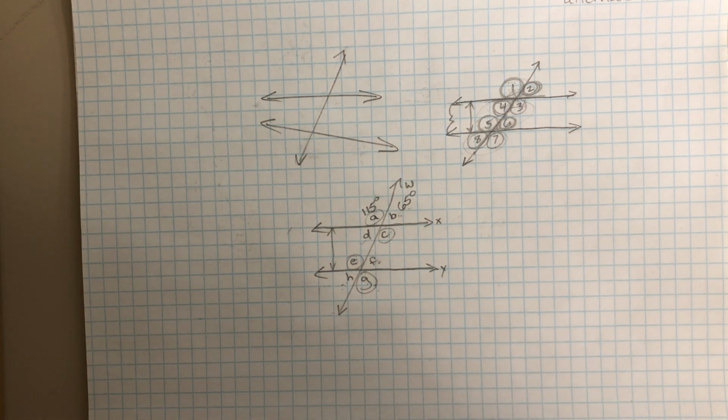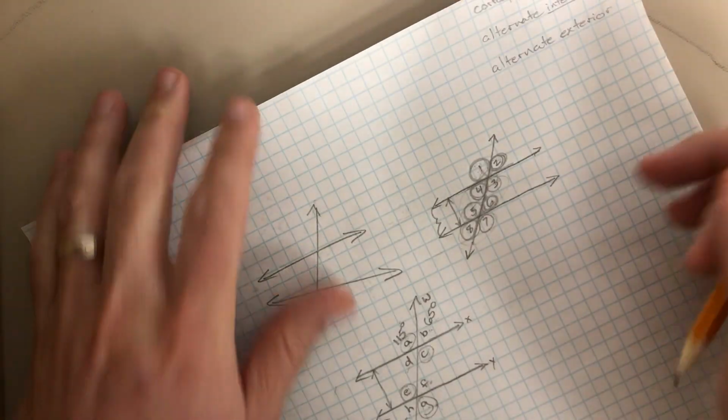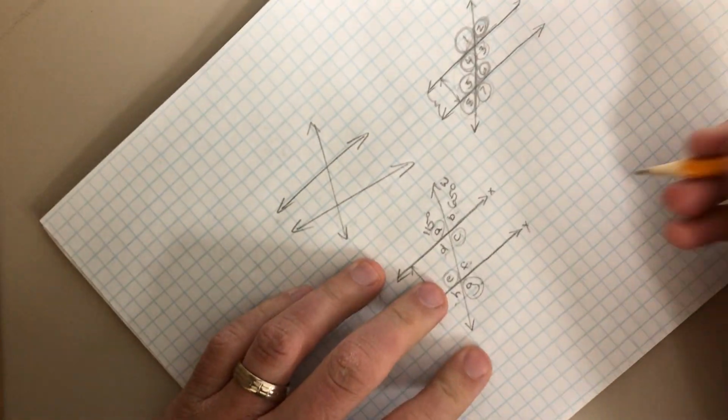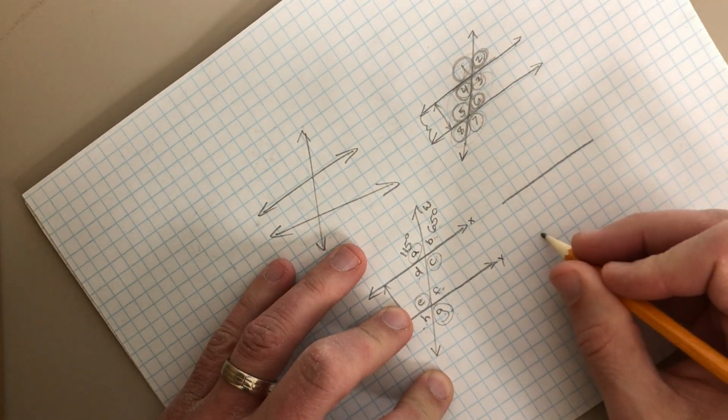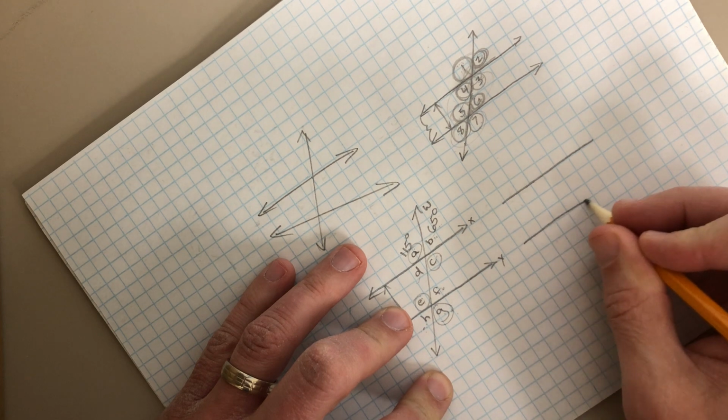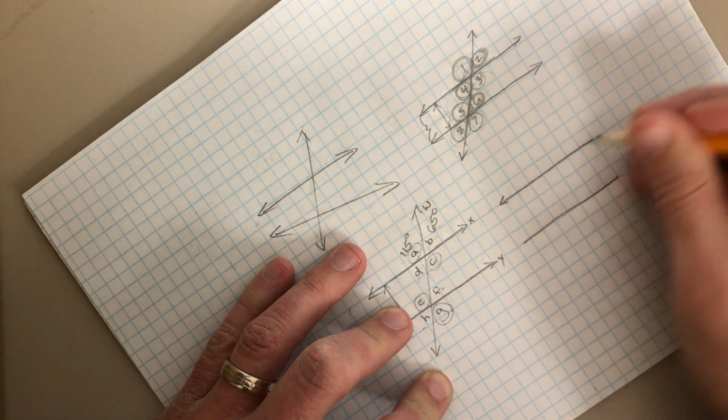Pause the video here, and we'll take a look at the practice set. Do A, B, C, and D. All right, A, B, C, and D. Let's do this one more time.